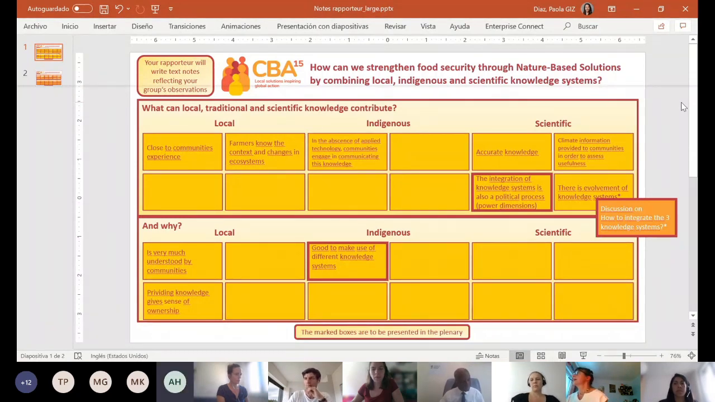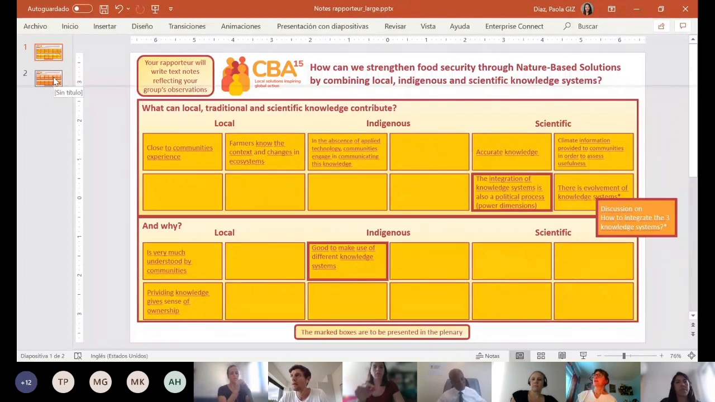What else do we have? Discussion on how to integrate the 3 knowledge systems. Yeah, that is what we had. You see on the table different aspects. The knowledge of the farmers about the ecosystems was another part of the discussion.